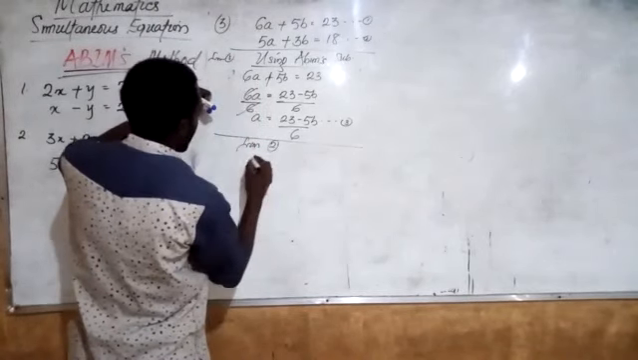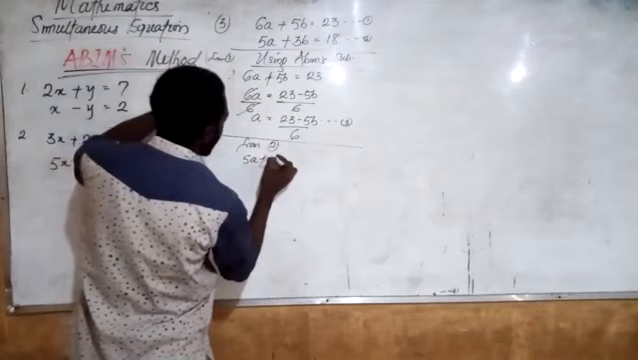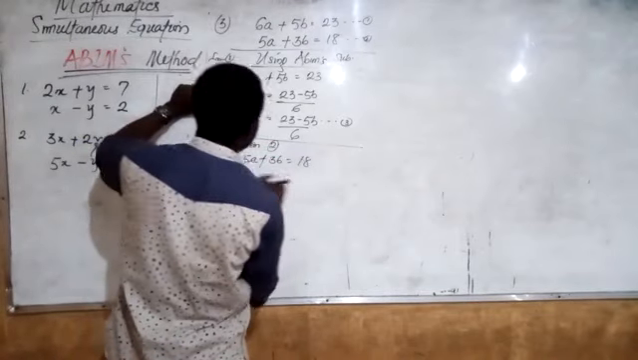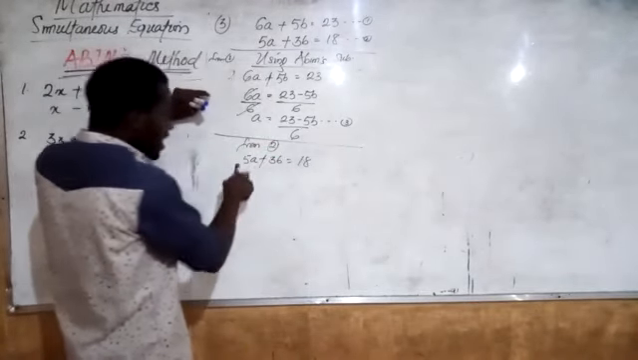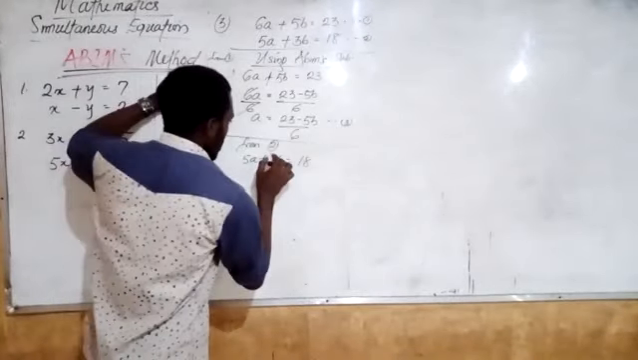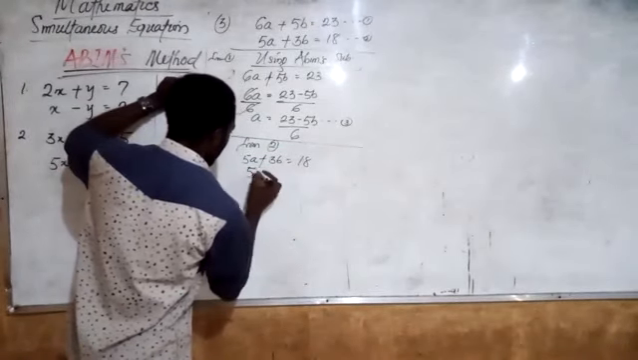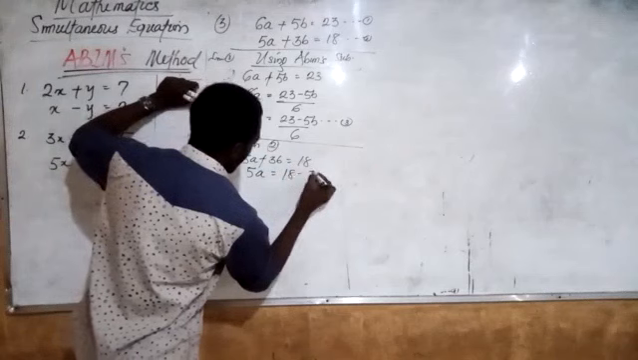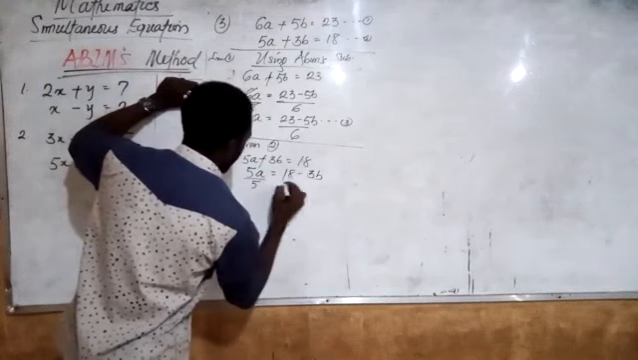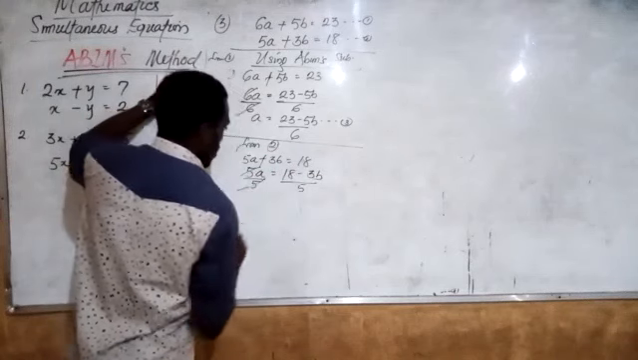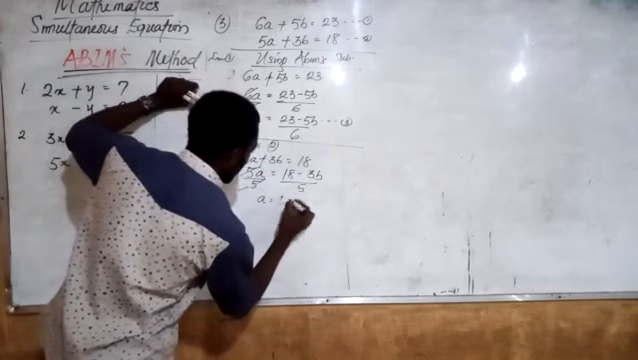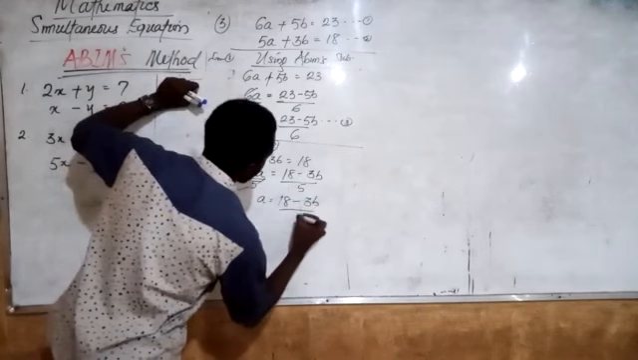Alright, let's form equation 4, this was from 1, and here from 2. So we have 5A plus 3B equals 18. Here, we are still going to make A subject. So how do we make A subject? Let's take this guy here by subtracting from both sides, so that we have this minus 3B, divide both sides by 5. Alright, so here we now have A equals 18 minus 3B over 5.